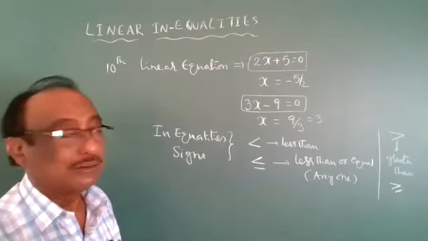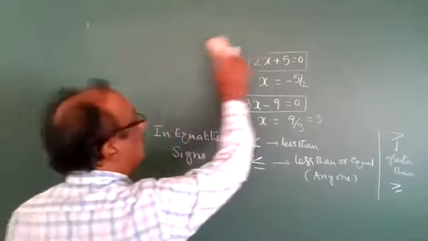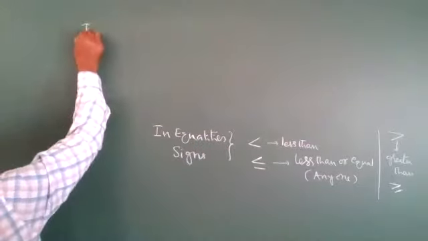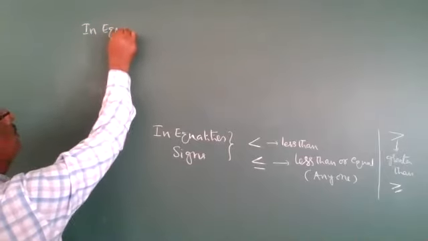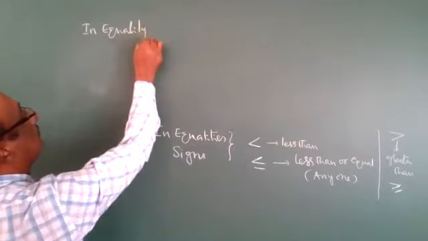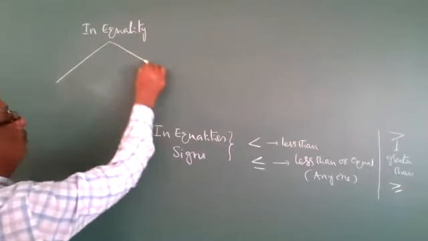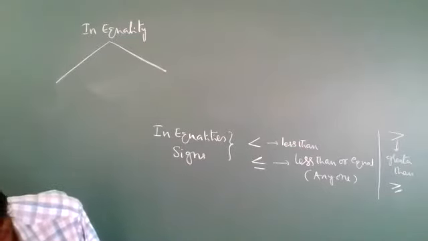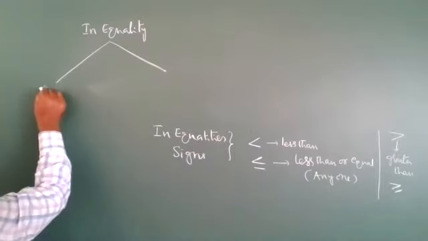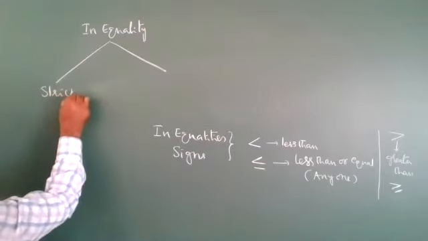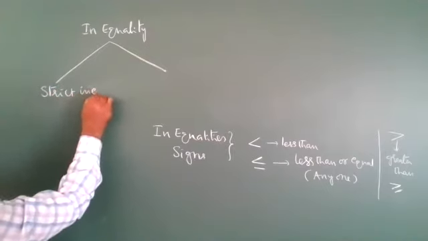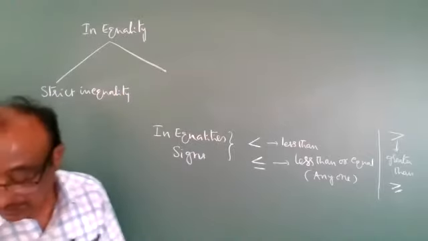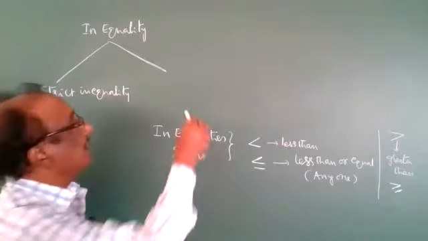Inequalities are of two types. One is strict inequality. Another one is slack inequality.